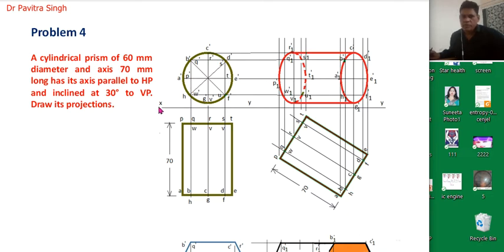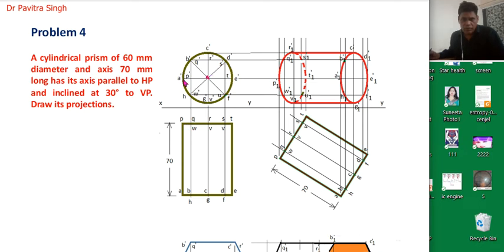So actually we will draw the XY line first, then we will project the front view, because we can see a circular plane or surface from the front. So we have taken one center point, and we will draw this circle of diameter 60 mm. Now we will locate 8 points on this circle.